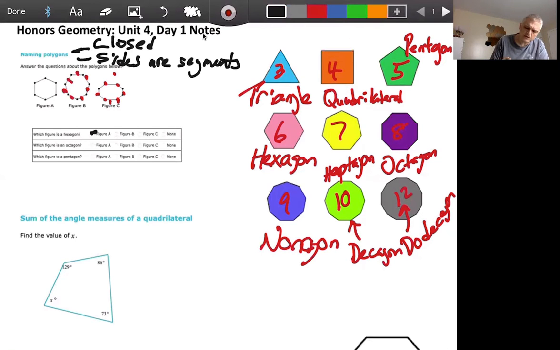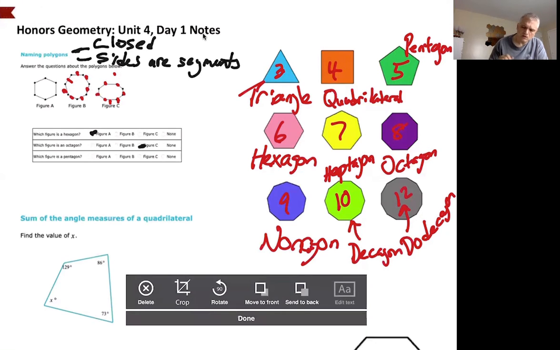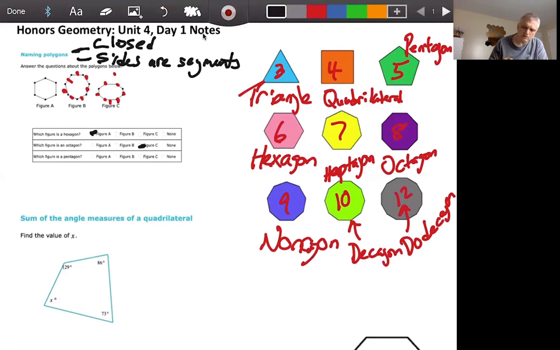So which figure is a hexagon? Well, figure A is a hexagon. Which figure is an octagon? Remember, octagon has 8 sides. So the octagon is figure C. Which figure is a pentagon? Pentagon has 5 sides. None of those had 5 sides, so that was a none of the above. It's a reliable answer. It's legitimate. That's it for the first topic.